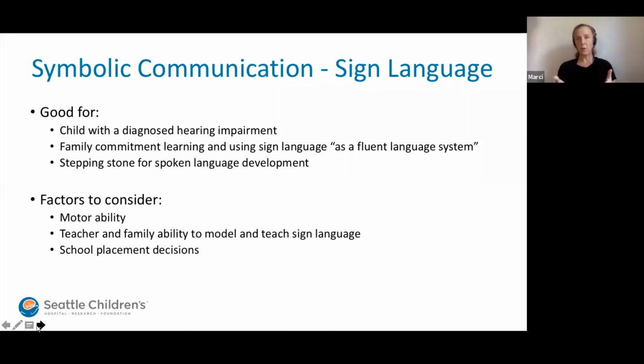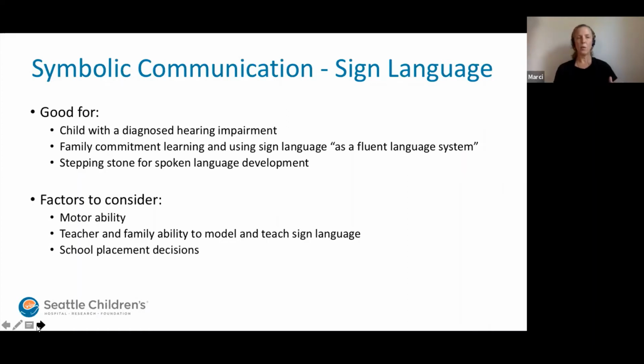And then we also know from research that sign language can be a really great stepping stone to improve spoken language development. So some factors to think about when you're thinking about sign language are, what is that child's motor ability? For example, if they have an apraxia, would they have a subtle, gross, or fine motor or a limb apraxia, which might make learning sign language difficult? I often ask about the teacher and the family's ability to model and teach sign language.